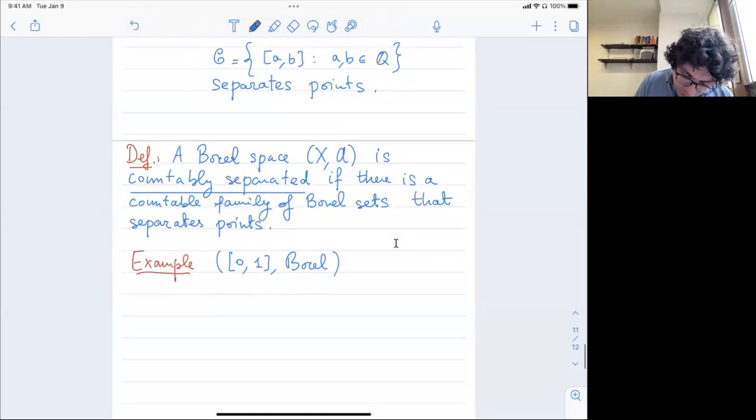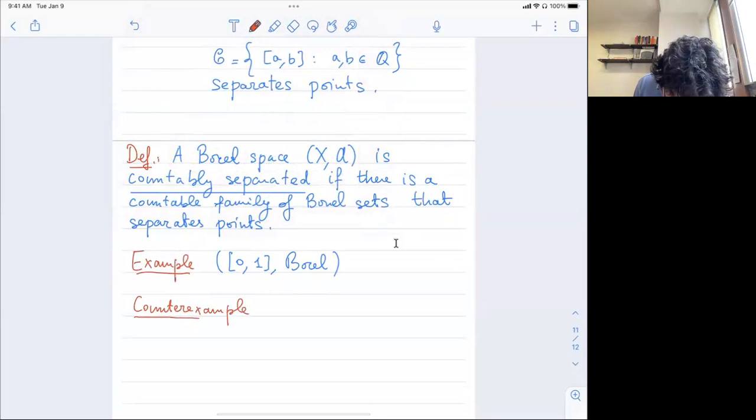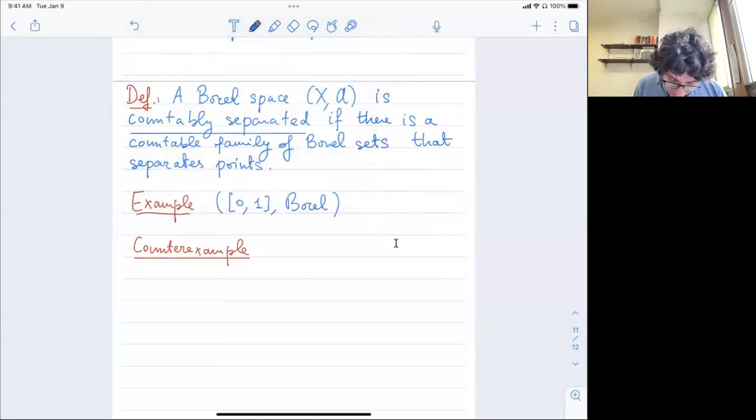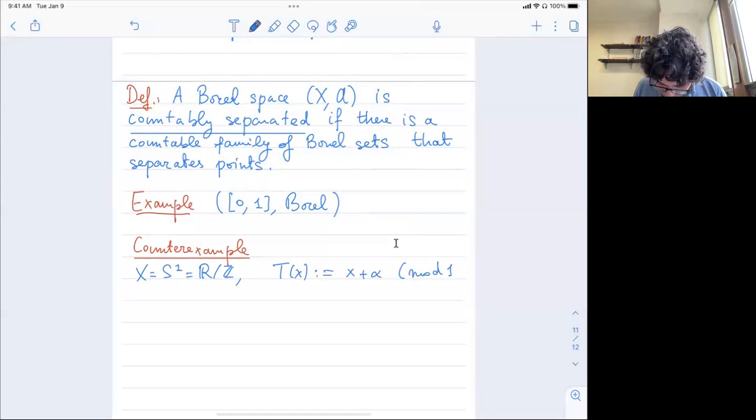But then what is more interesting is a counterexample, a non-example, and the counterexample is like this. We take X to be S^1, which is R mod Z, and we take T(x) to be x plus alpha mod 1, where alpha is irrational.